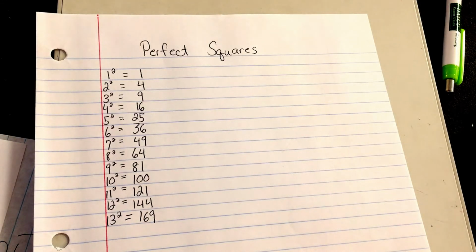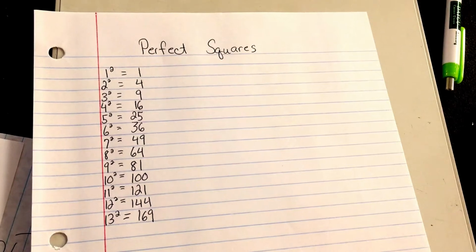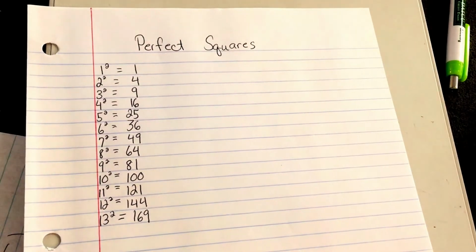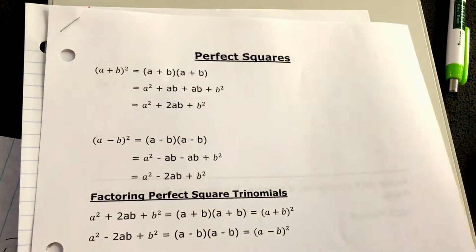These are all right here. These are what you consider your perfect squares through 13. Okay, so if you have 100, you know you have 10 times 10. If you have 81, you have 9 times 9. If you have 25, you have 5 times 5. Are y'all with me on this? So this is kind of just like a guide that you're going to keep with you. So let's talk about perfect squares.